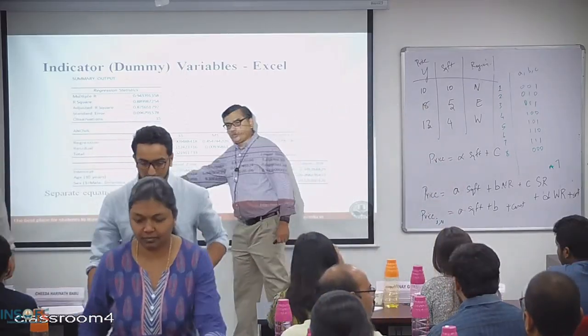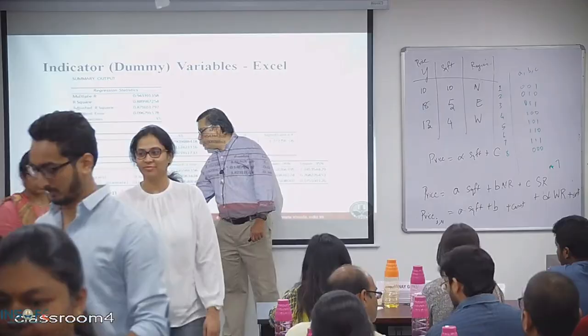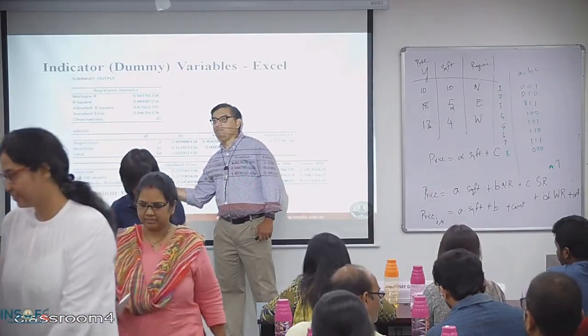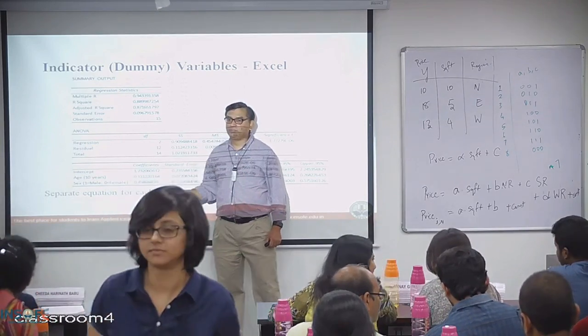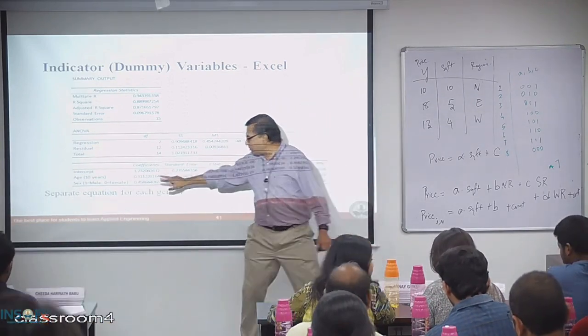The numbers will change, but what you will get will be the slope is going to be minus 0.45, and the intercept would have been higher by that amount.